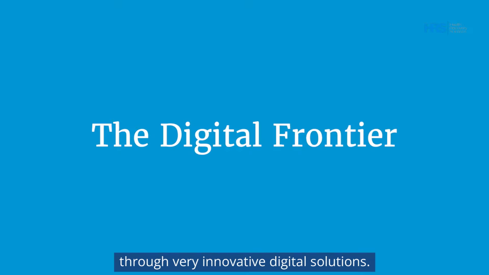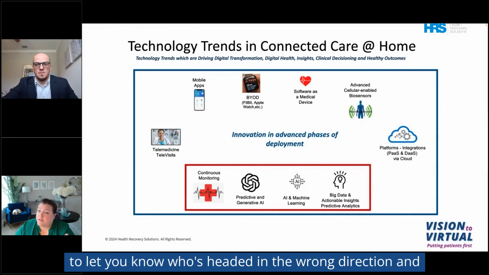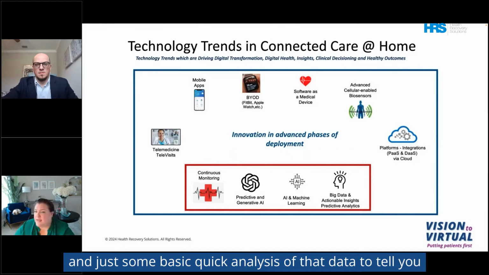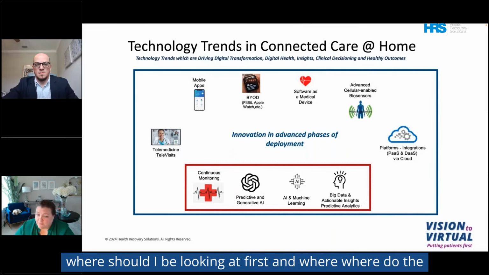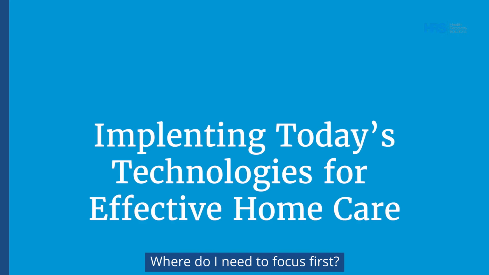And you need the AI and the machine learning applied to that data to let you know who's headed in the wrong direction and where you might have a false positive, and just some basic quick analysis of that data to tell you where should I be looking first, and where do the early interventions and saves come from? Where do I need to focus first?